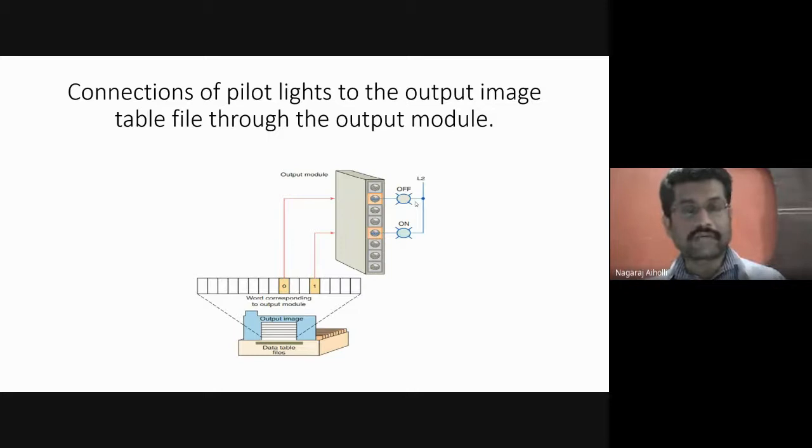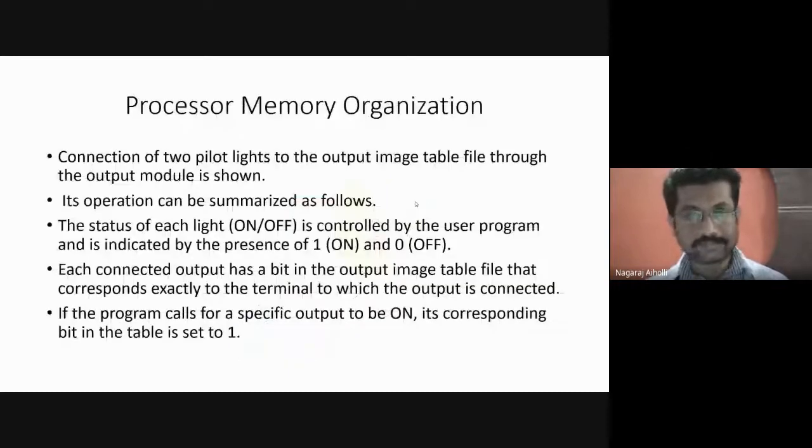The program receives the input information from the input image table file. It processes that according to the logic that we have written, and accordingly it controls the output devices based on the output that is obtained. The status of each light, on or off, is controlled by the user program. Each connected output has a bit in the output image table file that corresponds to the terminal to which the output is connected. If the program calls for a specific output to be on, its corresponding bit in the table is set to 1.